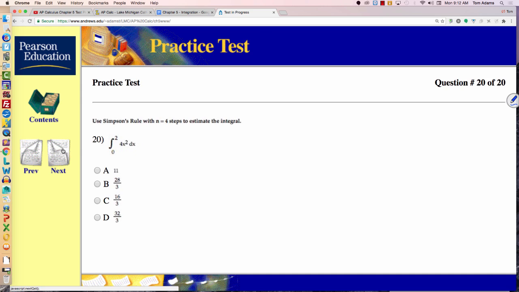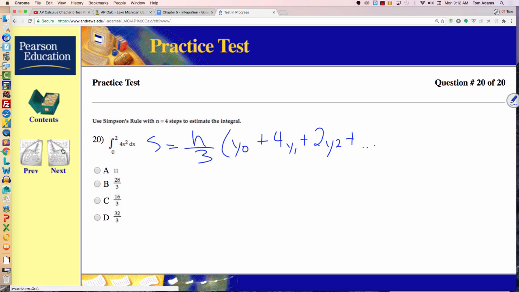Now Simpson's rule is very similar to the trapezoidal rule, except it's h over 3. And then we do the y naught plus 4y1 plus 2y2 plus ... 2y n minus 2 plus 4y n minus 1 plus yn. So it's the same thing.